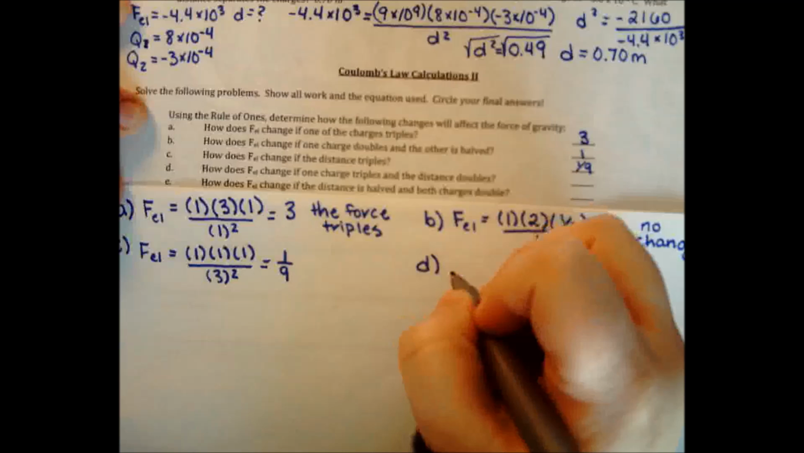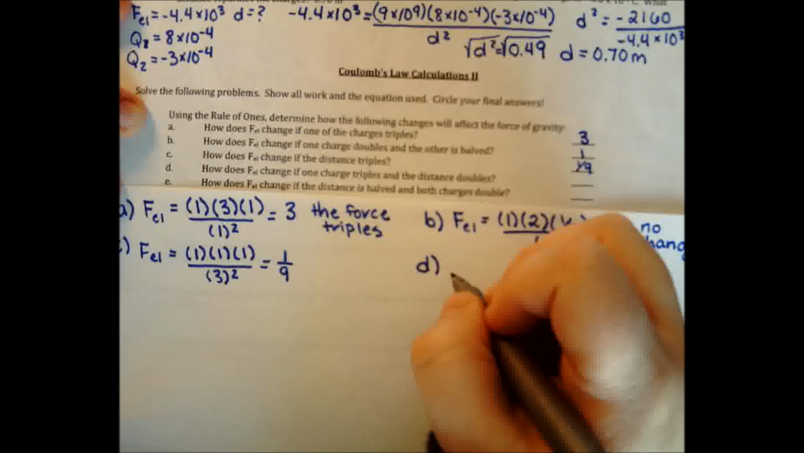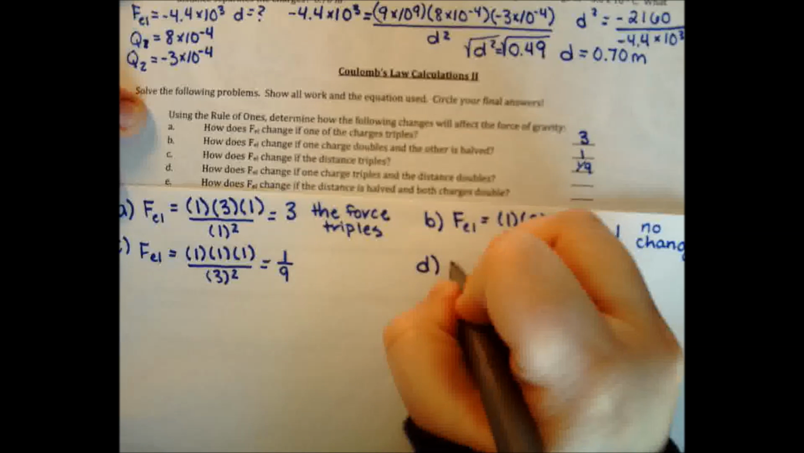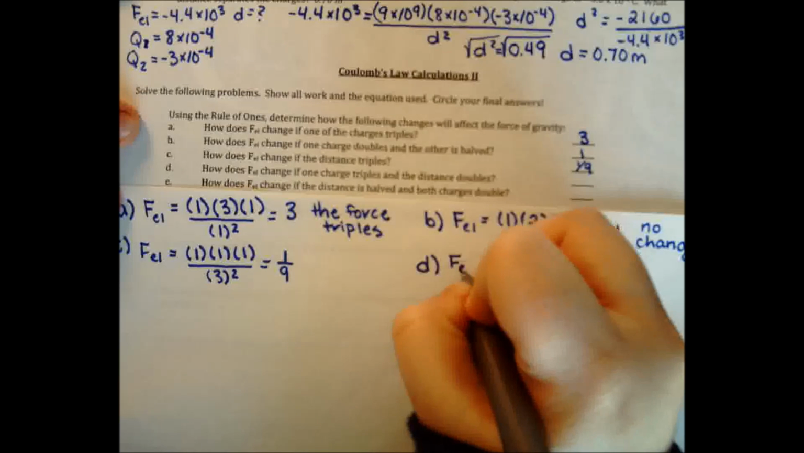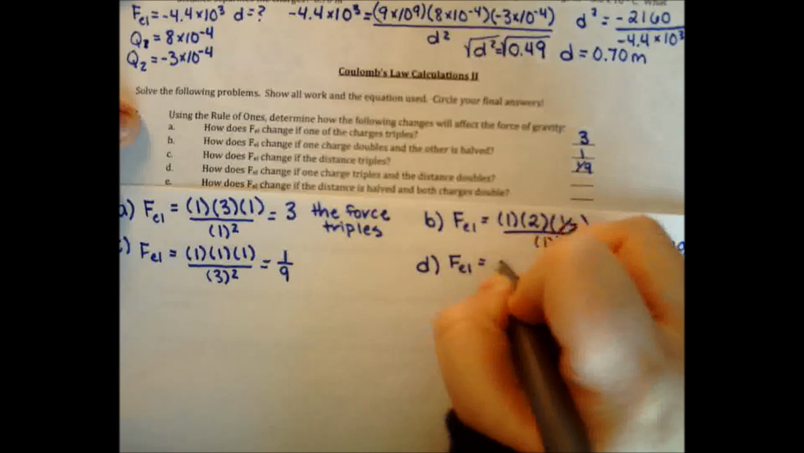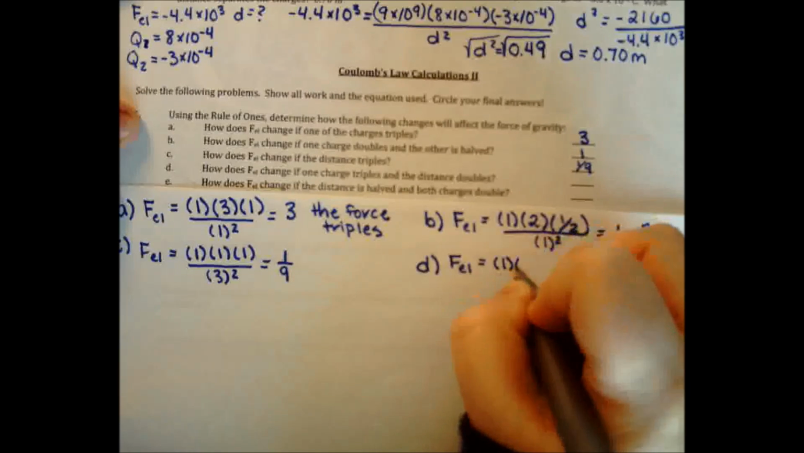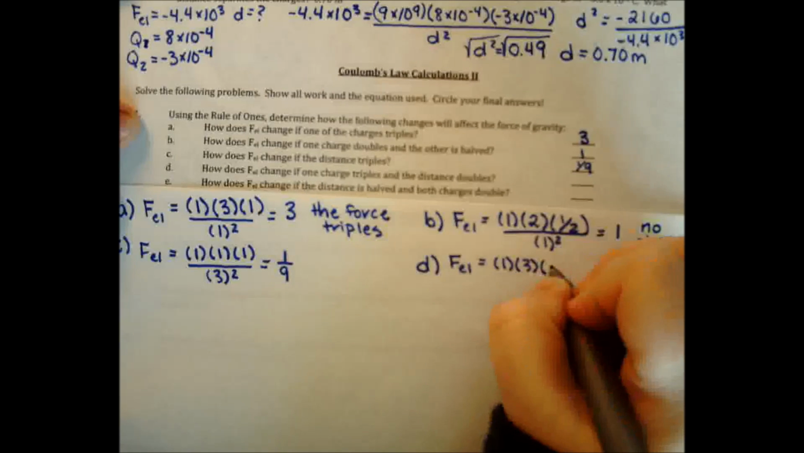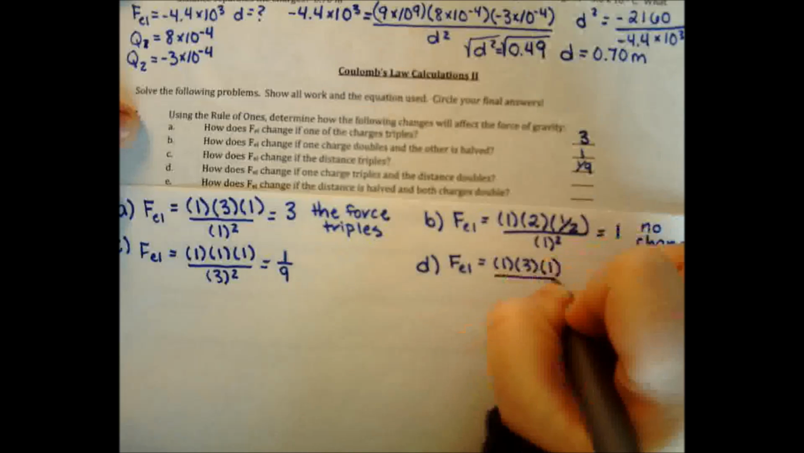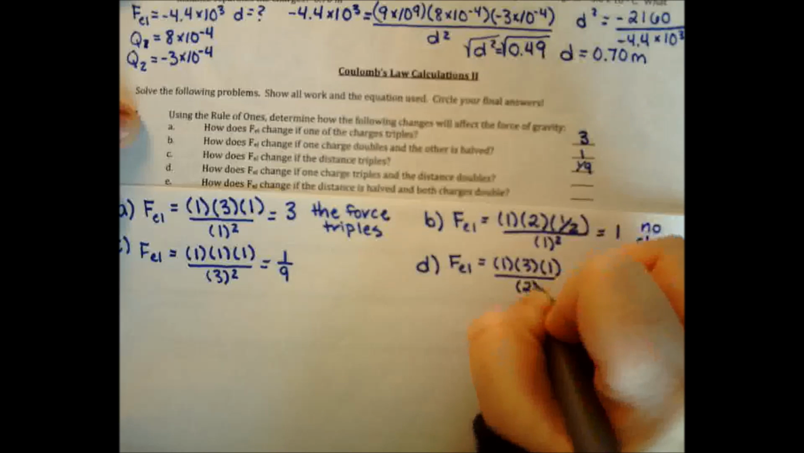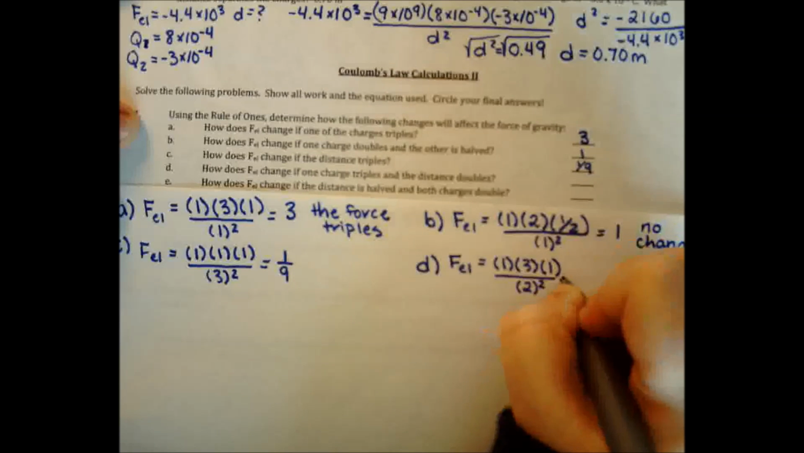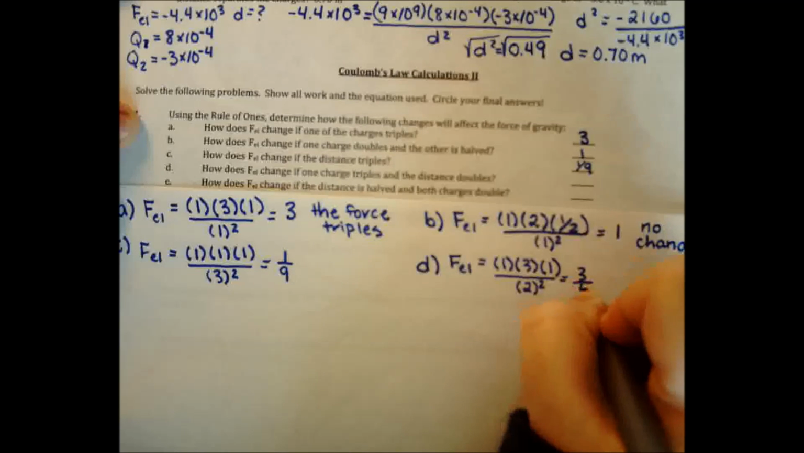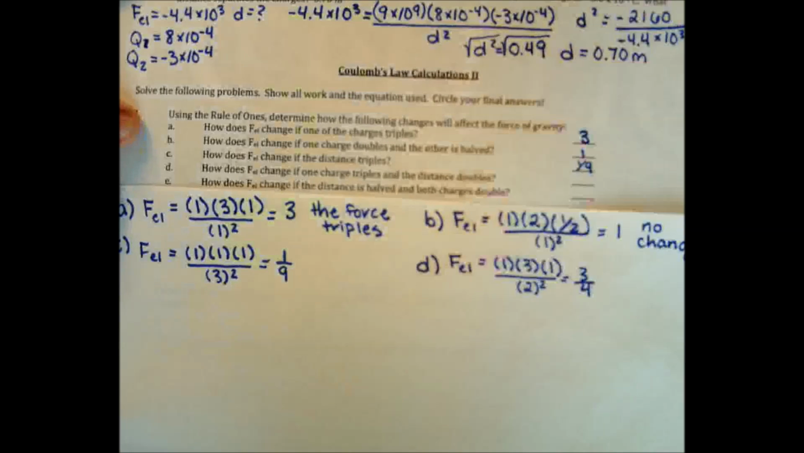How does the force change if one of the charges triples and the distance doubles? K is 1, one of our charges is a 3, the other charge is a 1, the distance doubles but is squared. So it's 3/4 as much, or it's 75% as much, whatever.